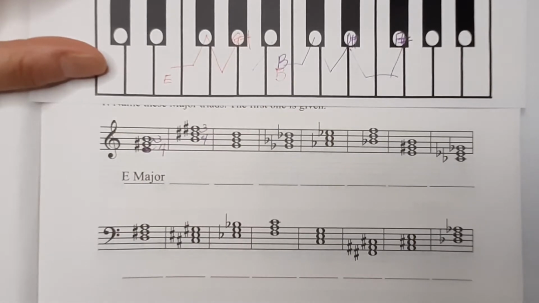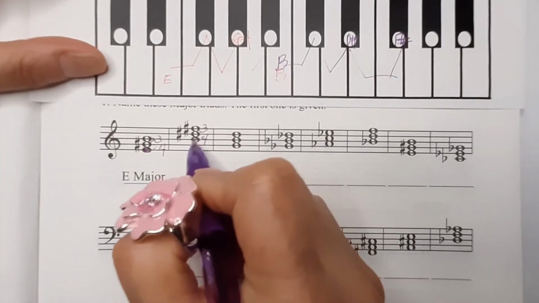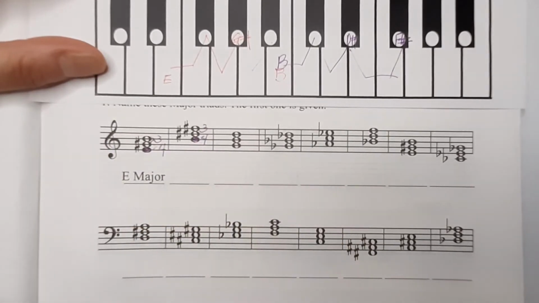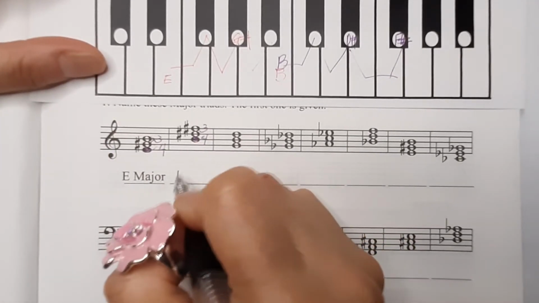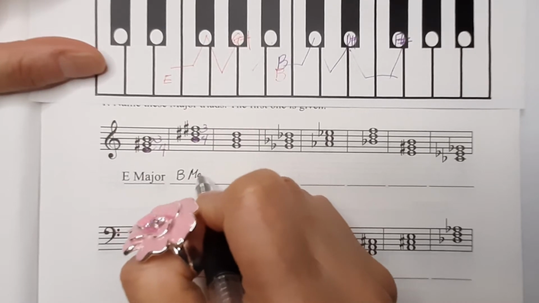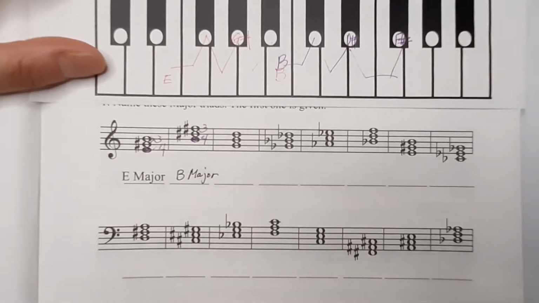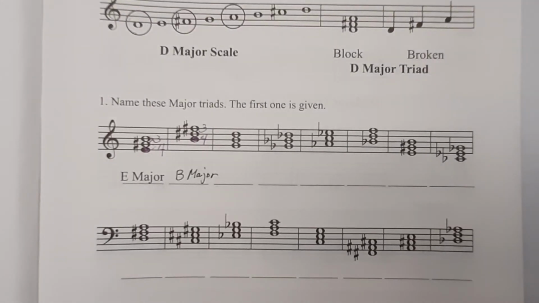What do you call it? A major. What's the bottom key and bottom note? It's a B, right? So you call it B major. M-A-J-O-R. Get it? Easy, huh? Let's try the next one now.